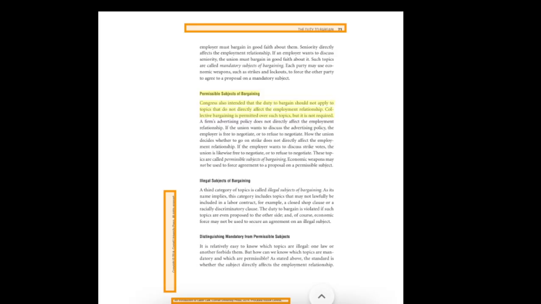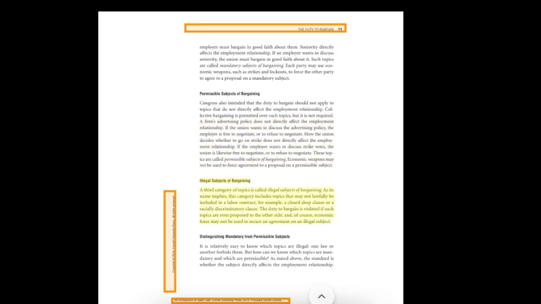Permissible subjects of bargaining. Congress also intended that the duty to bargain should not apply to topics that do not directly affect the employment relationship. Collective bargaining is permitted over such topics, but it is not required. A firm's advertising policy does not directly affect the employment relationship. If the union wants to discuss the advertising policy, the employer is free to negotiate or to refuse to negotiate. How the union decides whether to go on strike does not directly affect the employment relationship. If the employer wants to discuss strike votes, the union is likewise free to negotiate or to refuse to negotiate. These topics are called permissible subjects of bargaining. Economic weapons may not be used to force agreement to a proposal on a permissible subject.